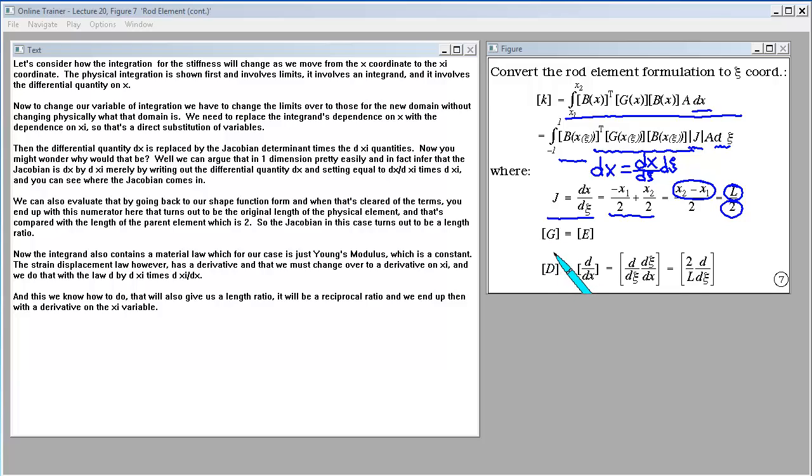Now the integrand also contains a material law, which for our case is just Young's modulus, which is a constant. The strain displacement law, however, has a derivative, and that we must change over to a derivative on xy. And we do that with the law d by dxy times dxy dx. And this we know how to do. That will also give us a length ratio. It'll be a reciprocal ratio. And we end up then with a derivative on the xy variable.